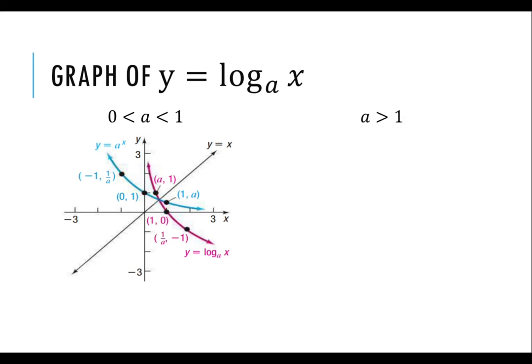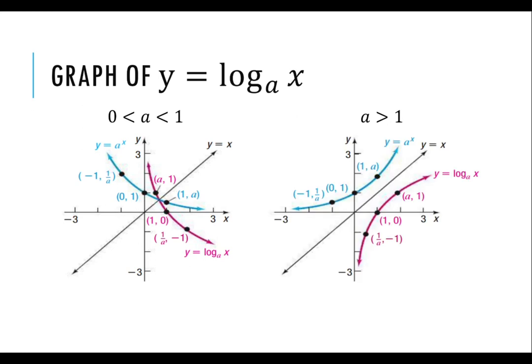Then, if the base of our logarithm is bigger than 1, what's that going to look like? Well, first, let's think about the exponential function. The exponential function is going to be an increasing function. Then, when we reflect it over the line y equals x, we get the logarithm function that is also an increasing function, and we have the vertical asymptote at x equals 0.